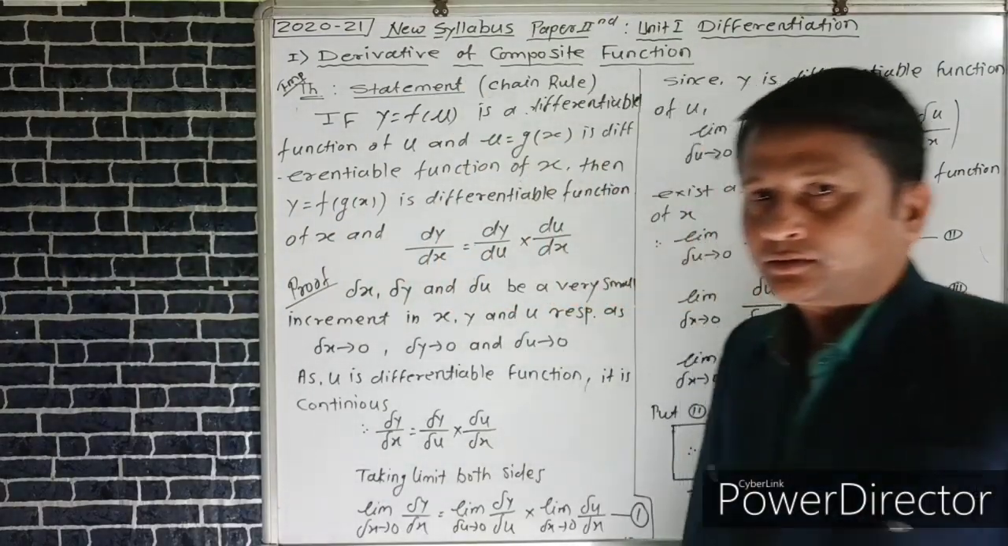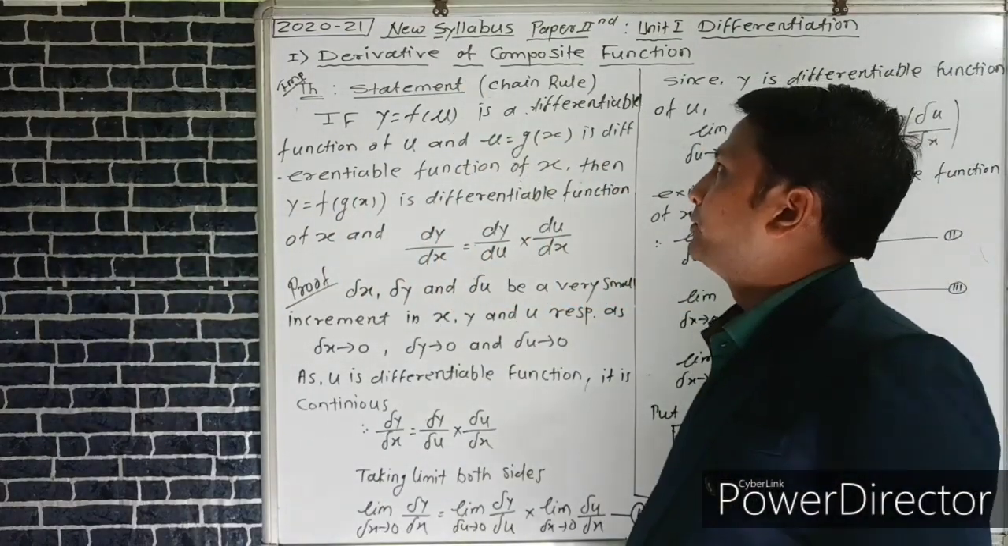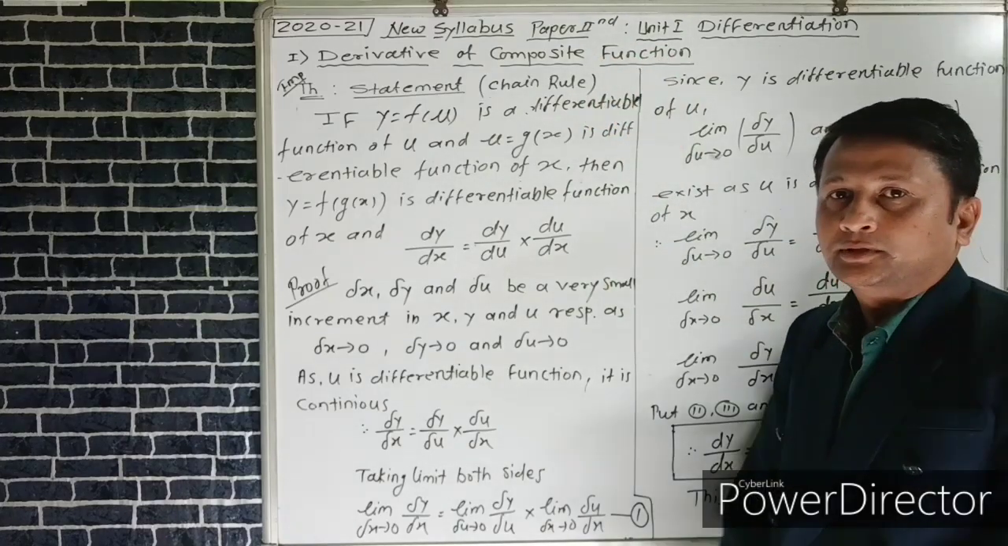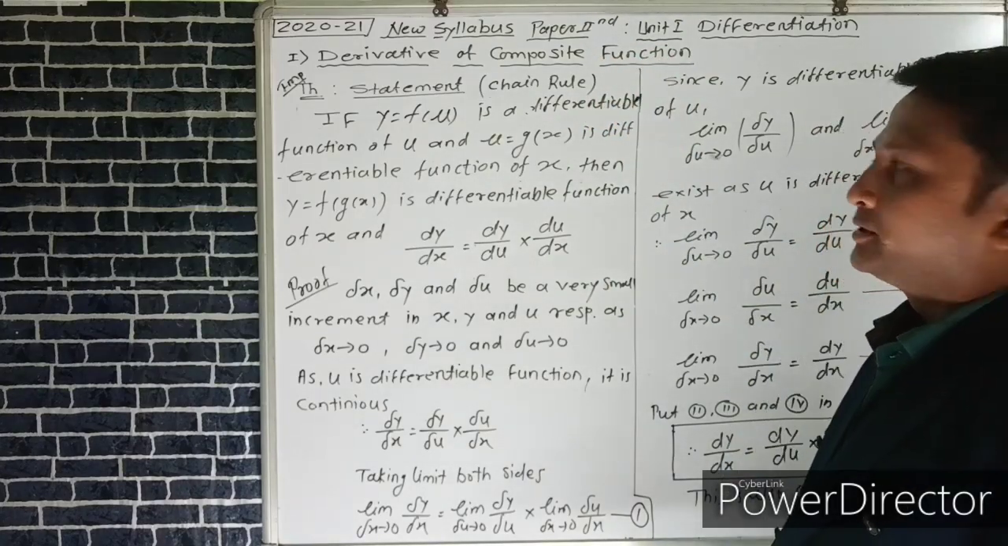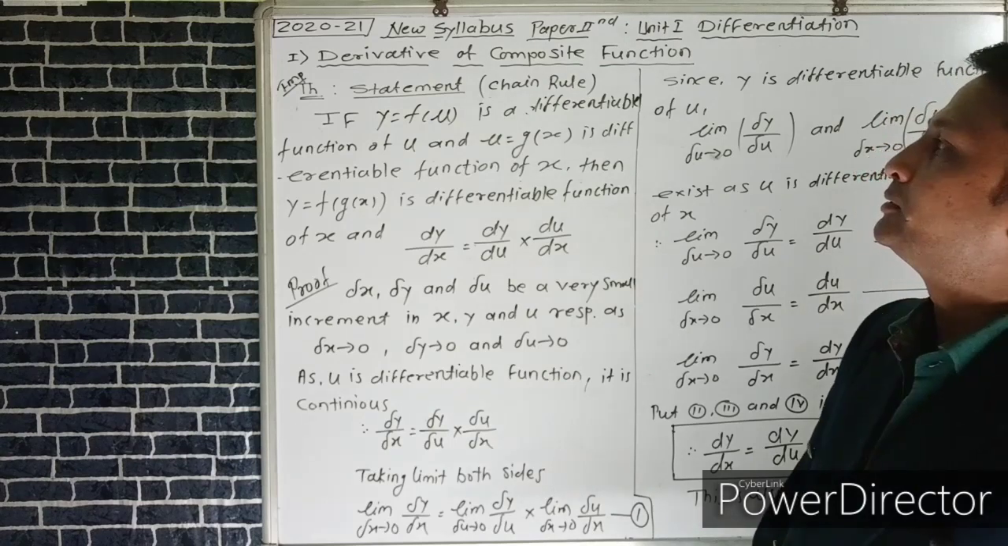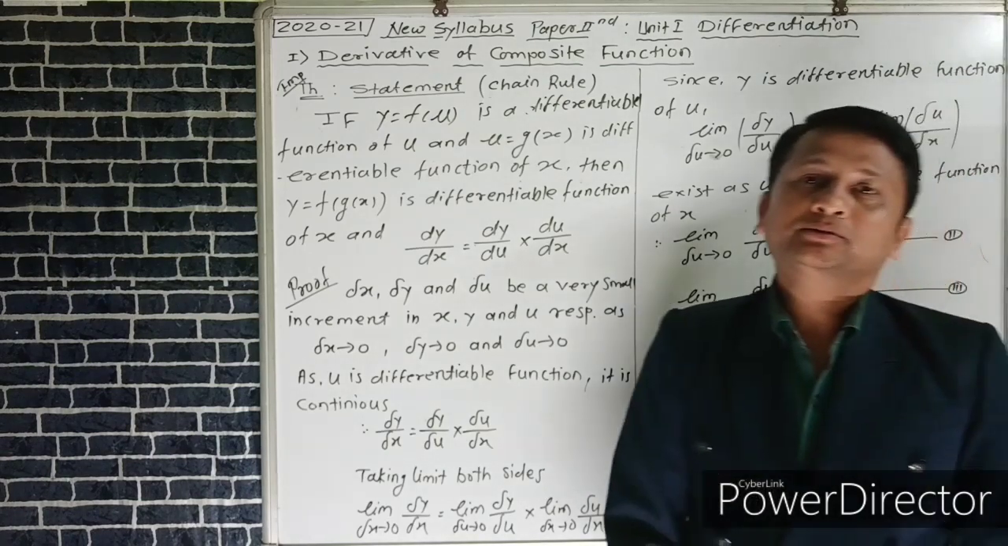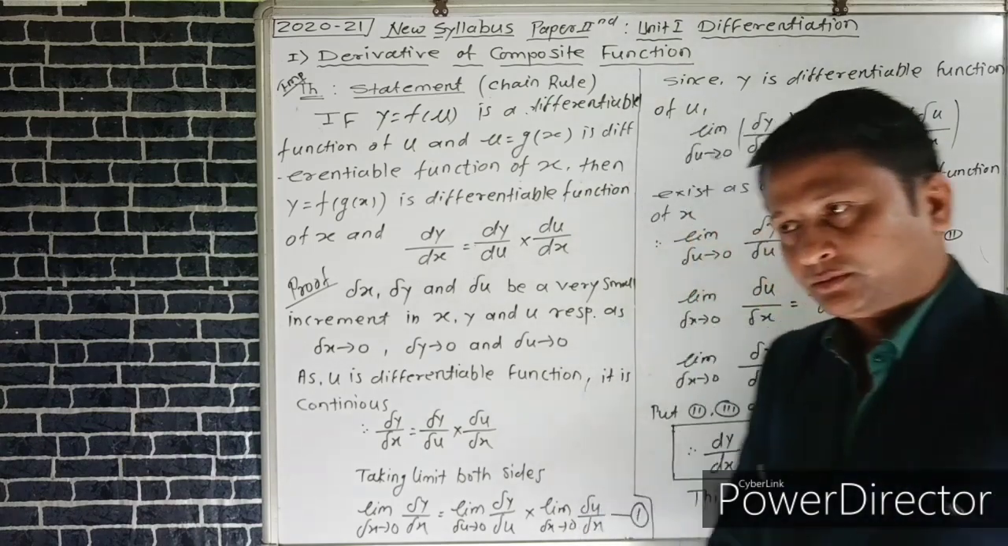Today we discuss the first topic of derivatives, which is the derivative of a composite function. Before discussing composite functions, we will look at a statement of a theorem, which is also called the chain rule.